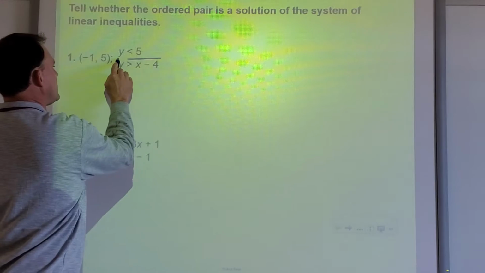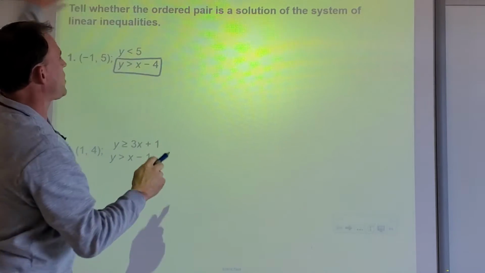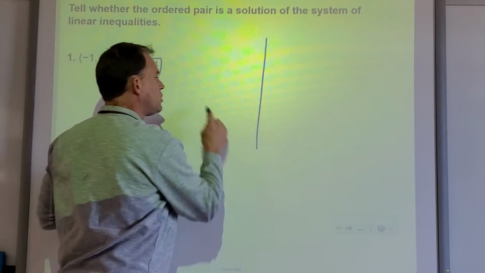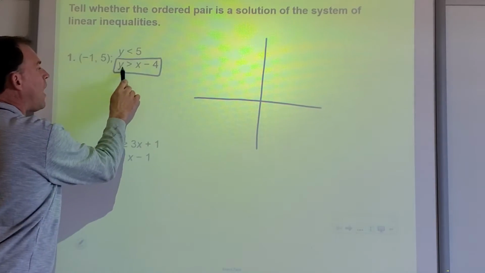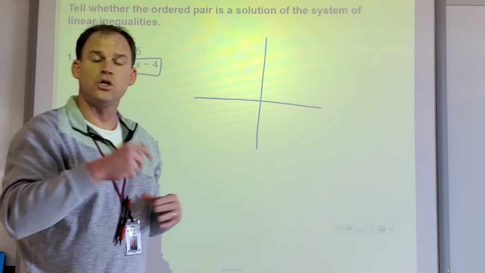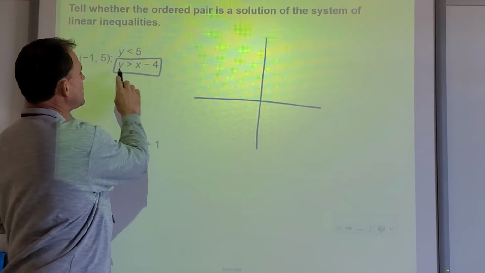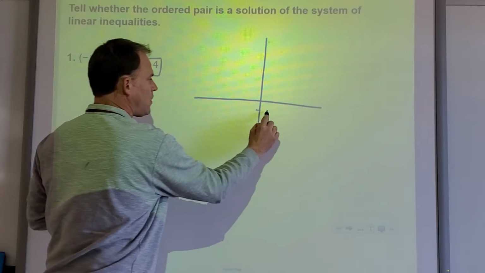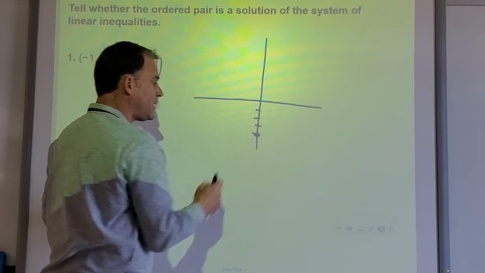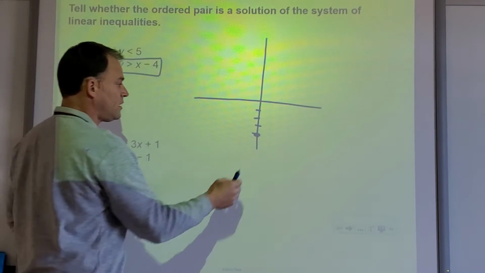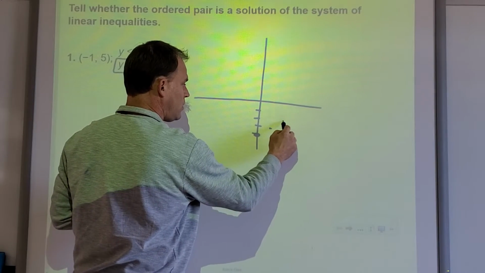Let's take a look at this problem right here. Ignore the problem in the question. I just want to practice and remind you how we graph inequalities. So, y equals form, slope-intercept form is the best. This is already in slope-intercept. I have -4 as my intercept. I have, remember, no number means 1, so +1 is my slope, up 1, right 1.